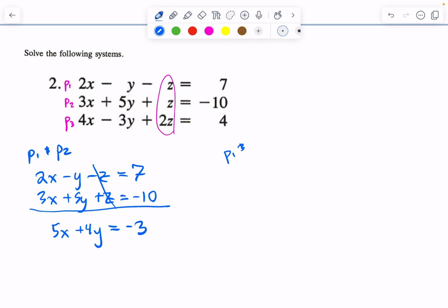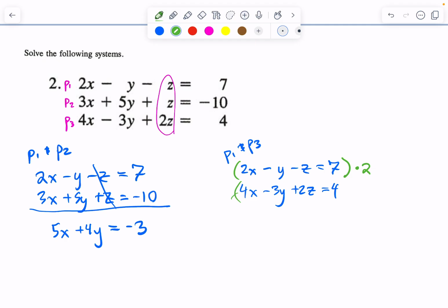So P1 and P3, that is 2x minus y minus z equals 7. And then the third one, 4x minus 3y plus 2z equals 4. I like the elimination method. We're trying to cancel out z, so I'm going to multiply the first equation by 2.